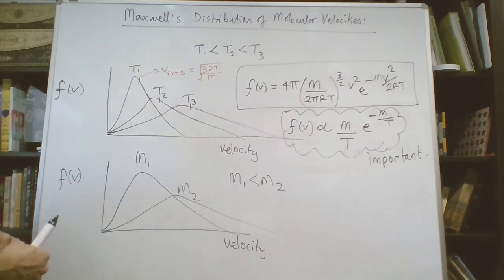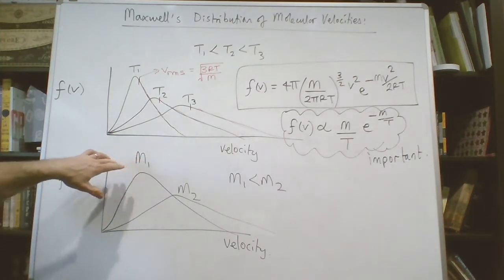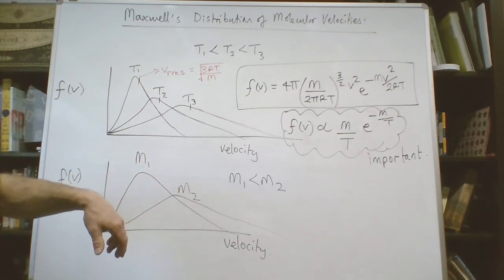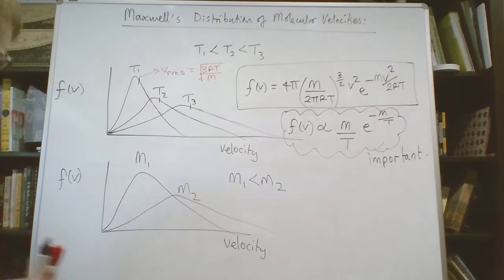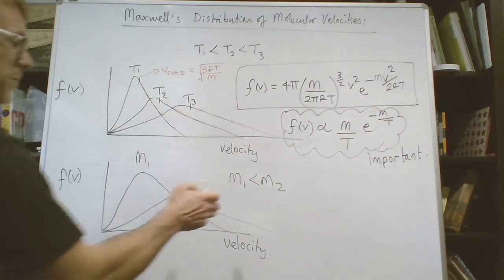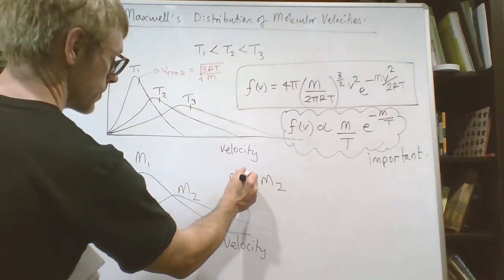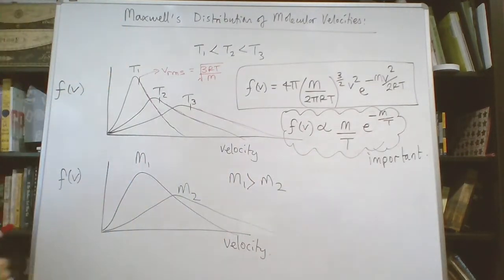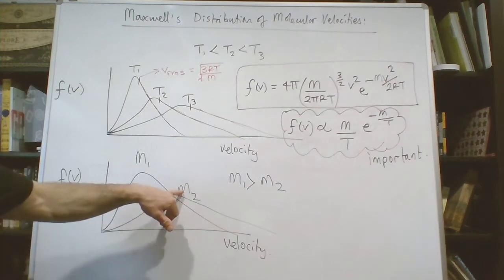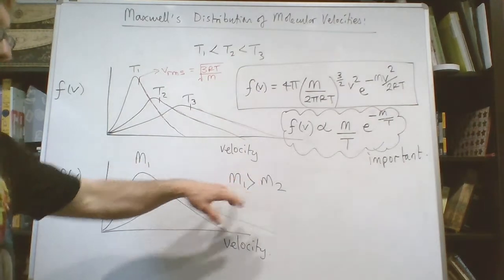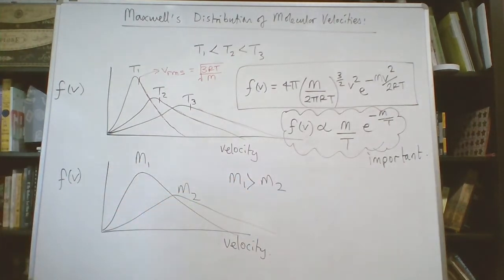So let's interpret this just as we did for temperature. We can see here that as the mass increases, and I've got those flipped the wrong way around. M1 is larger than M2 because large things have a lower velocity and smaller things have a high velocity, so that would make sense that way.